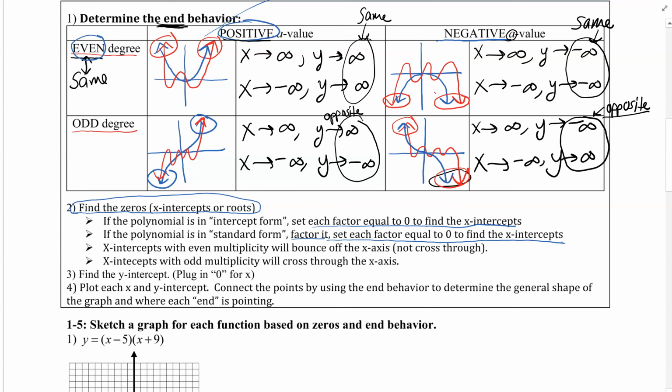to find those x-intercepts. The other thing that we will do is find the y-intercept, because that helps us figure out a middle point, something in the middle, just to help us get a better idea for the graph. We're going to plot all those points. We're going to use our end behavior to figure out the overall shape, and that's how we're going to sketch these graphs. So let's give it a try with example 1.